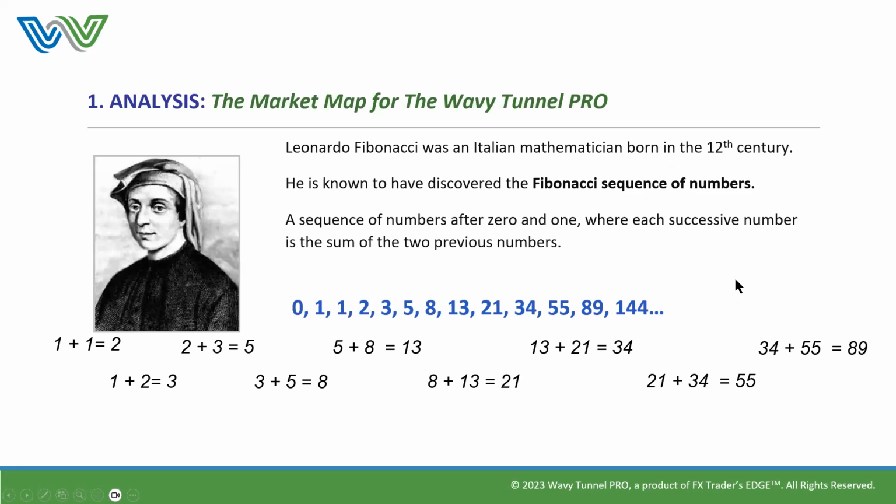And the other key player in all of this was Leonardo Fibonacci, an Italian mathematician born in the 12th century, and he discovered the Fibonacci sequence of numbers, a sequence of numbers after 0 and 1, where each successive number is the sum of the two previous numbers. And this is where our Fibonacci retracements and our Fibonacci extensions come from. So Fibonacci plays a big role in Elliott wave analysis, as it does in strictly Fibonacci trading and harmonic trading.